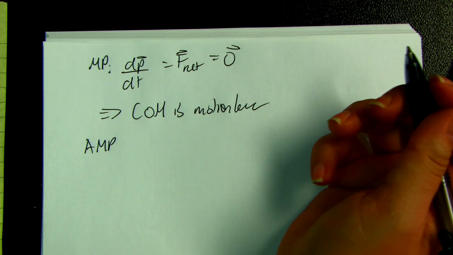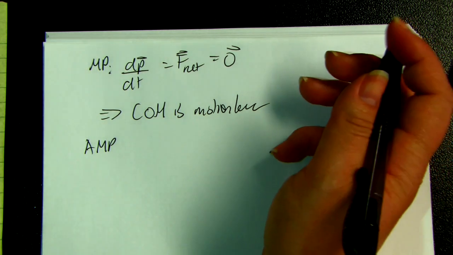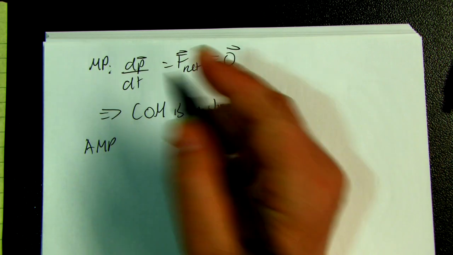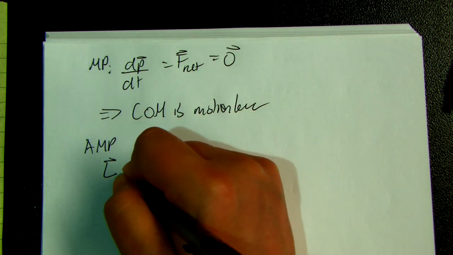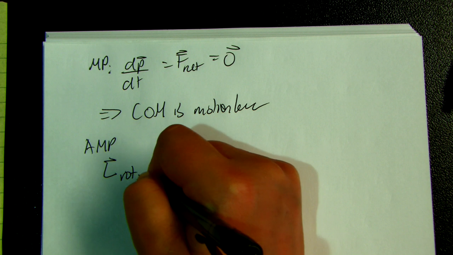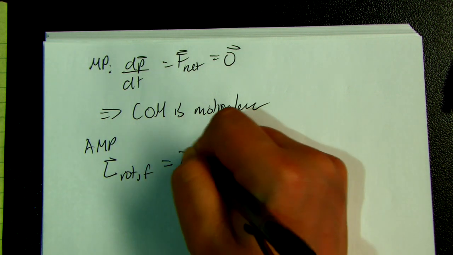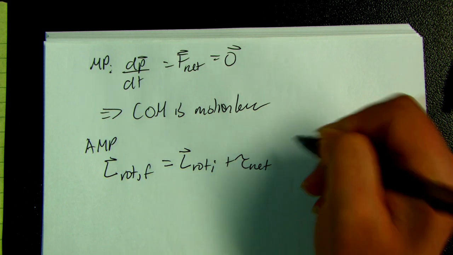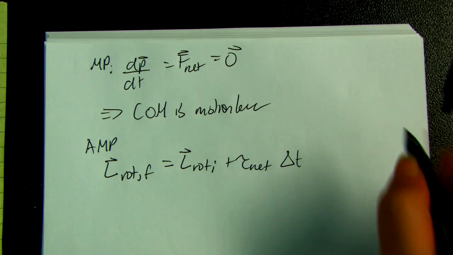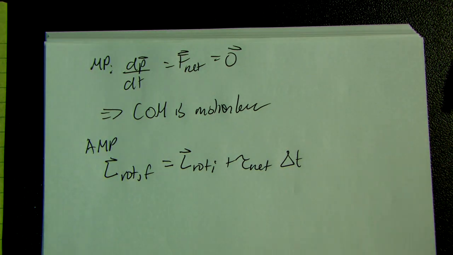All right, so since the center of mass is motionless, we can imply that there is no translational angular momentum, so we're just dealing with rotation. So the angular momentum rotational final is equal to the angular momentum rotational initial plus tau net delta t. So we're using the update form because we know omega I, so we want to go after omega final.